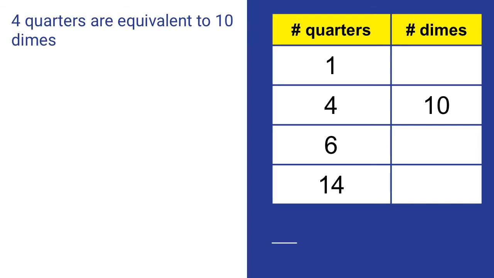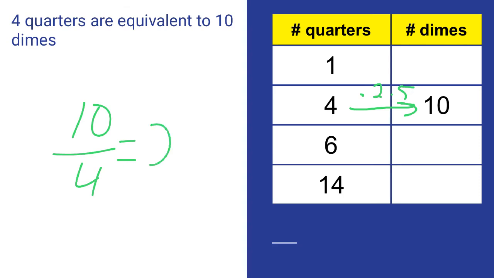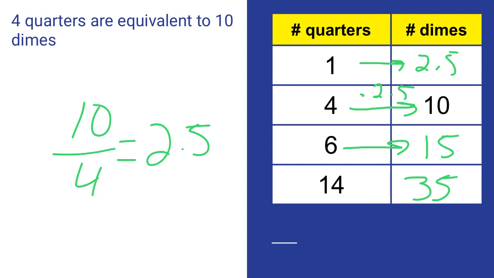All right, now we have 4 quarters are equivalent to 10 dimes. That seems proportional. Well, what is the connection between this and this? It's times 2.5. How did I get that? I take the 10, I divide it by the 4, and that leaves me with 2.5. Well, that connection should lead me to have this be 2.5, this to be 15, and this to be 35, because they all are connected by that 2.5. And we can see that 2.5 right here.